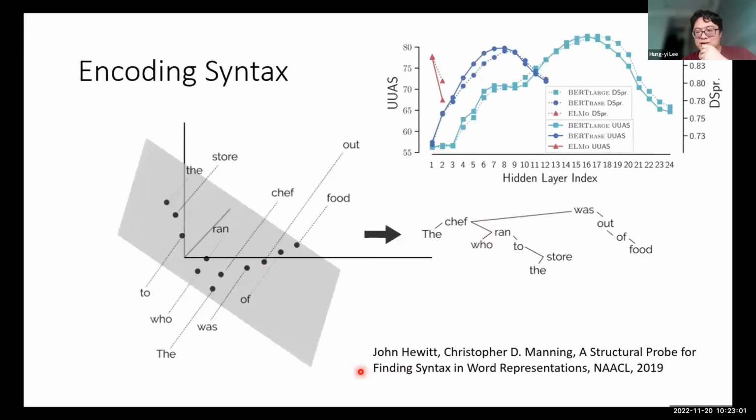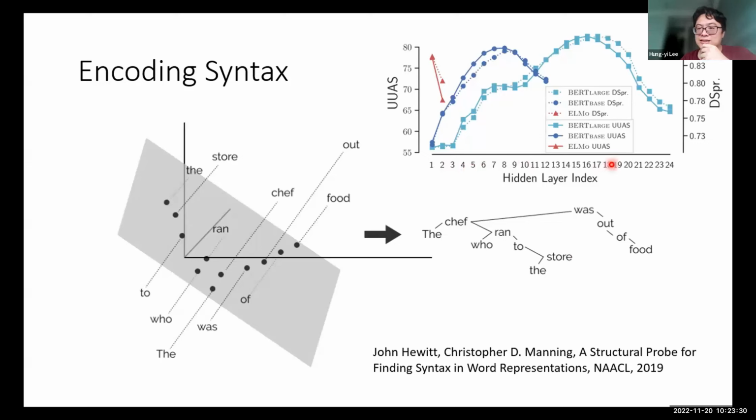In the paper "A Structural Probe for Finding Syntax in Word Representations," the authors tried to transform the representation into a parsing tree. They invented a way to probe whether the representation includes syntactic information. They use a very simple model to transform the representation into the parsing tree, and they evaluate the accuracy of the parsing tree. The result is shown here.